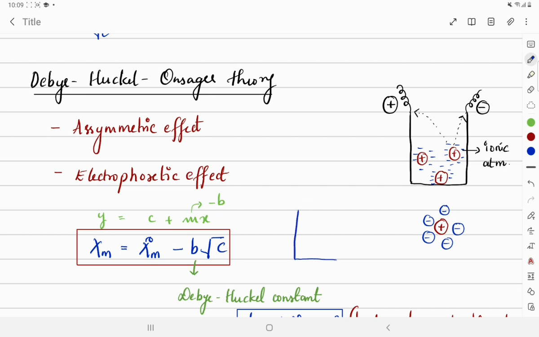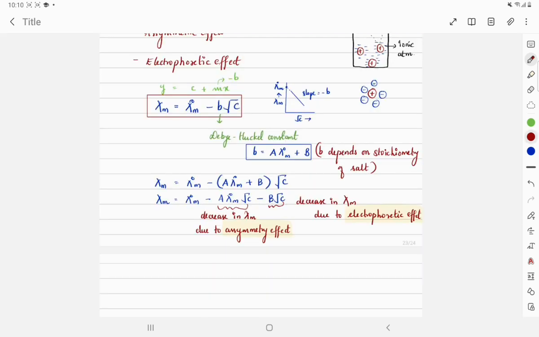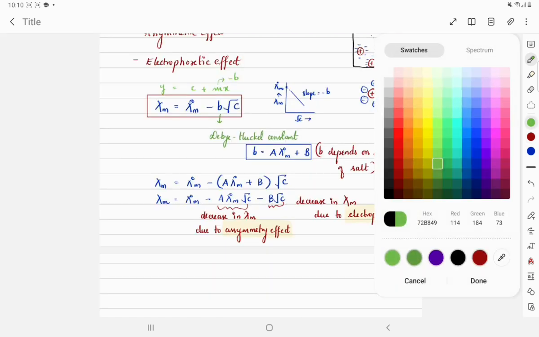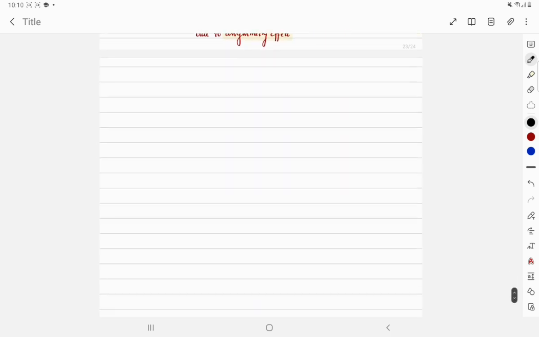The graph had a straight line with a negative slope, and the intercept is obviously lambda 0 m. So lambda m is the y-axis, root c is the x-axis, slope is minus b. So this explains the graph or the change in molar conductivity on dilution for strong electrolytes. The next thing we are going to learn is a very familiar one to you probably, that is Kohlrausch's law. Kohlrausch's law for independent migration of ions.